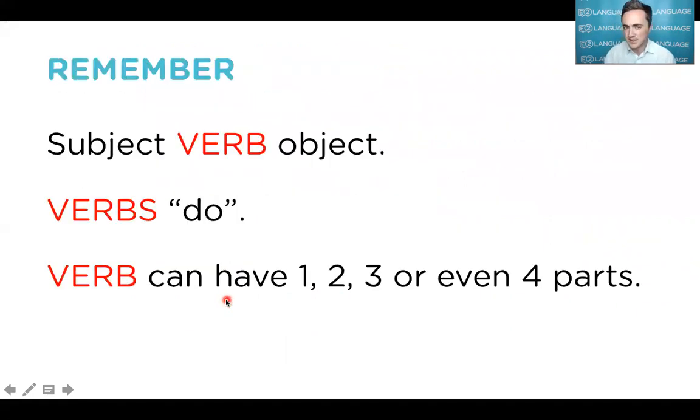So just remember that a sentence is always subject, verb, object. Not always. Most of the time it is subject, verb, object. So it's that verb that comes between the subject and the object. Also remember that verbs show do. They are doing words, right? Or sometimes is words. And also verbs can have 1, 2, 3, or even 4 parts, as we just saw. So they're complicated.